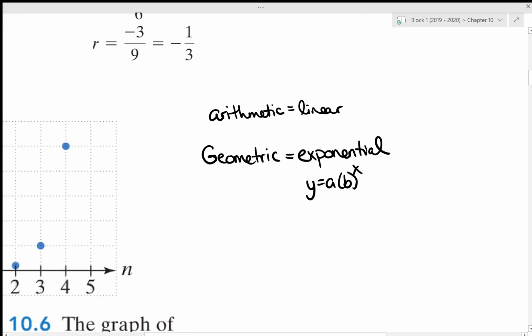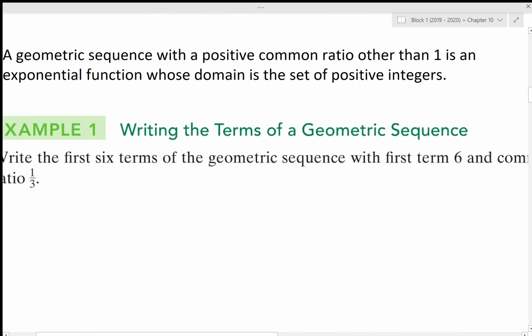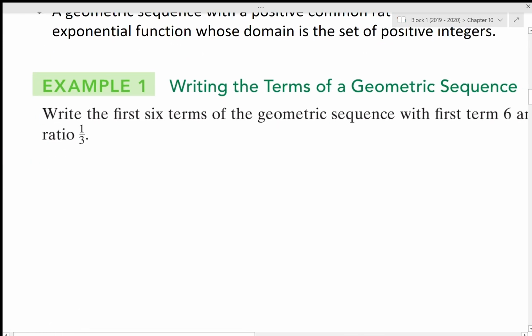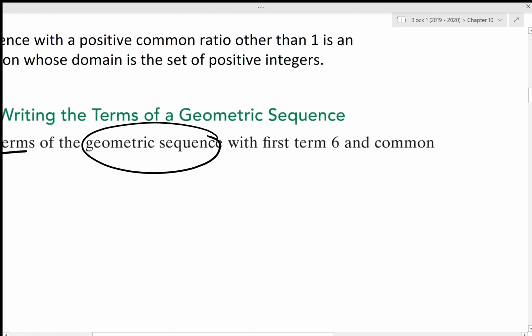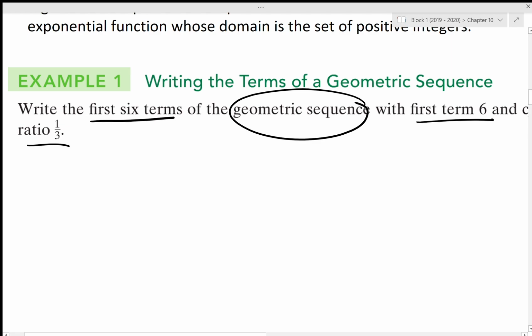So basically what we're going to do is, if I want to find some terms, right? Let's say I want to write the first 6 terms of a geometric sequence where the first term is 6 and the common ratio is a third. So my first term is 6. They gave it to me. My second term is going to be my first times a third. So 6 times a third, I get 6 over 3 or 2.